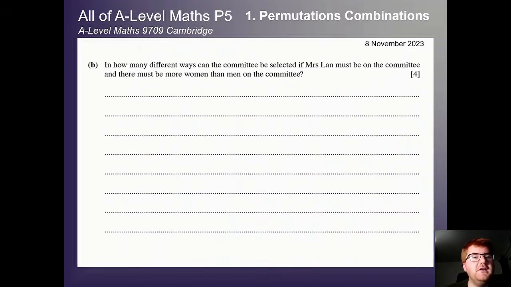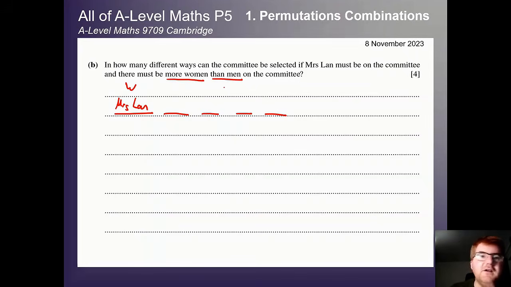On to a trickier question here. So in how many different ways can the committee be selected if Mrs. Lan must be on the committee? So let's draw a diagram out. Here's Mrs. Lan. She's on the committee. And we've got 4 other slots available now. And there must be more women than men on the committee. Now we already have a woman on the committee.